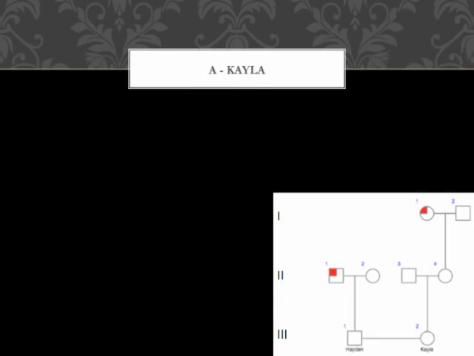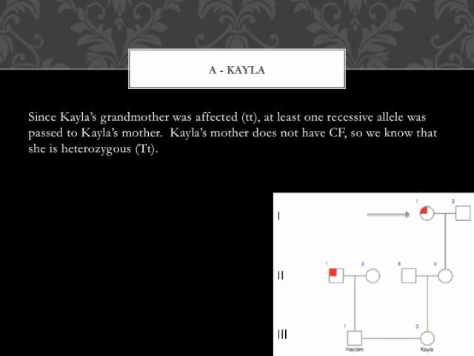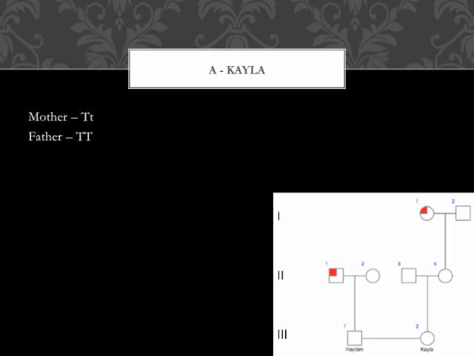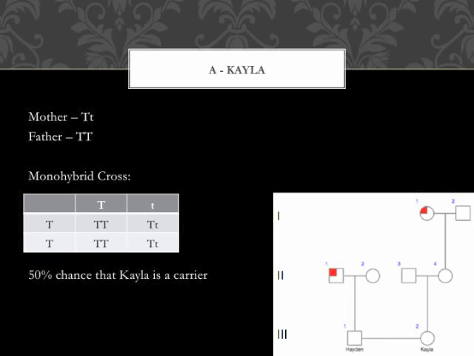Now, looking at Kayla, we see that her grandmother is affected with cystic fibrosis, so we know that her genotype is homozygous recessive, which means at least one recessive allele must have been passed to Kayla's mother. Kayla's mother does not have cystic fibrosis, so we know that she is heterozygous. From the question, we know that the father is homozygous dominant, and with this we can perform another monohybrid cross, and the results show us that Kayla has a 50% chance of being a carrier.